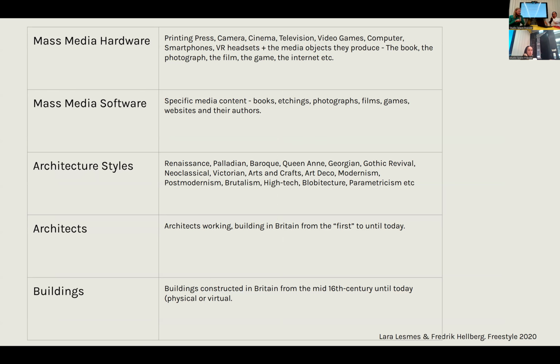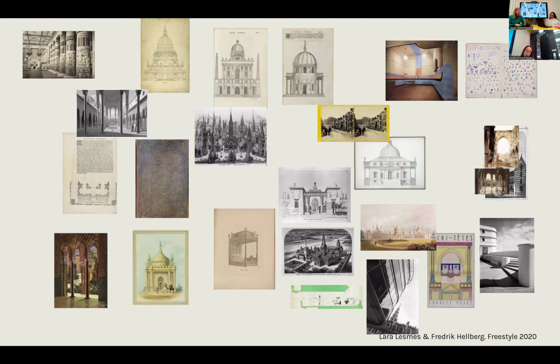So we organized in this way. We looked at mass media hardware, like when was the camera invented? When was the first fax machine invented? Mass media software, which is basically a specific book or a specific software, whatever it might be. Architectural styles, architects, and then the buildings that they would have built.